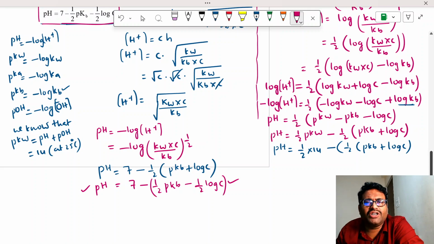So this is about the hydrolysis of salts. We have seen hydrolysis of two salts. One is salt from strong acid and strong base. Another is hydrolysis of salt from strong acid and weak base. Let us wind up this lecture, and in the next lecture we shall discuss the hydrolysis of salt from strong base and weak acid, and the salt from weak acid and weak base.